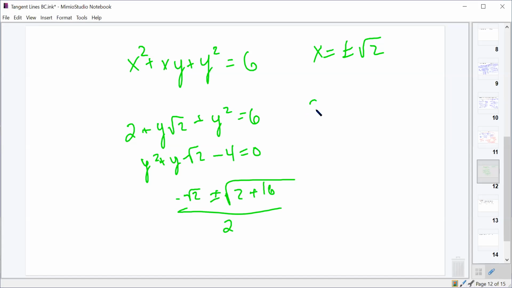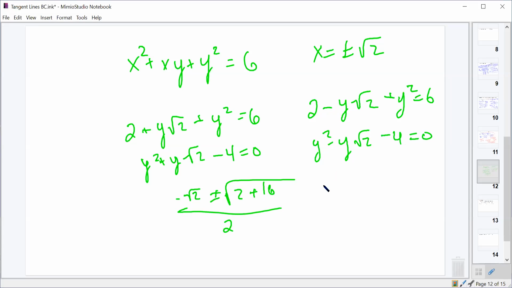This will give us 2 minus y root 2 plus the y squared equals 6, and we'll do the same thing. So that'll become y squared minus y root 2 minus 4 equals 0. And now it becomes positive root 2 plus or minus, same thing. Everybody good with that?